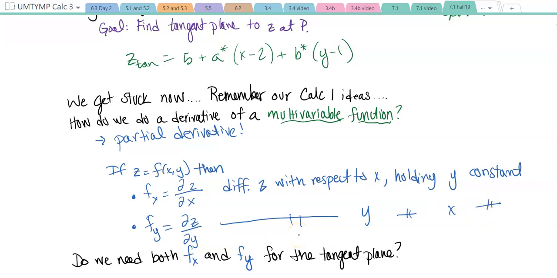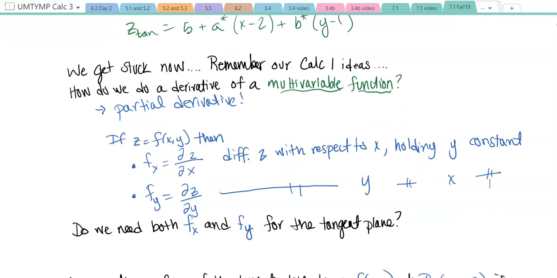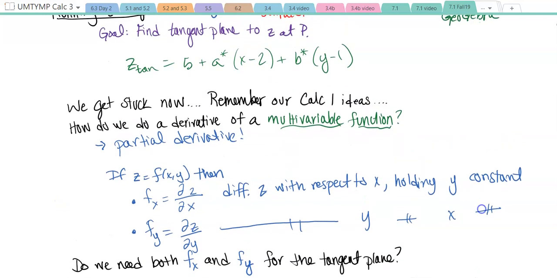And so here we can't differentiate z with respect to z because that's weird. But in any case, now the next question is, do we need both of these for the tangent plane? And while I ask the question, you're probably like, yeah, you probably do.